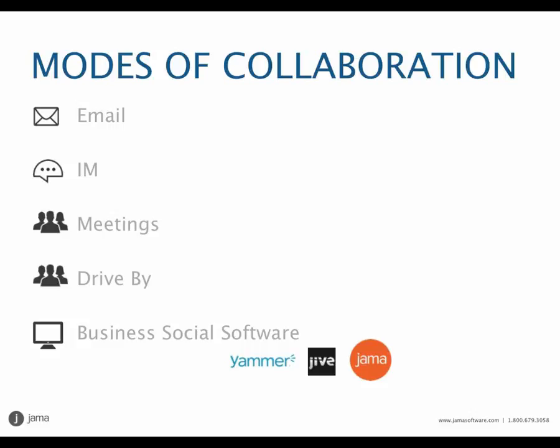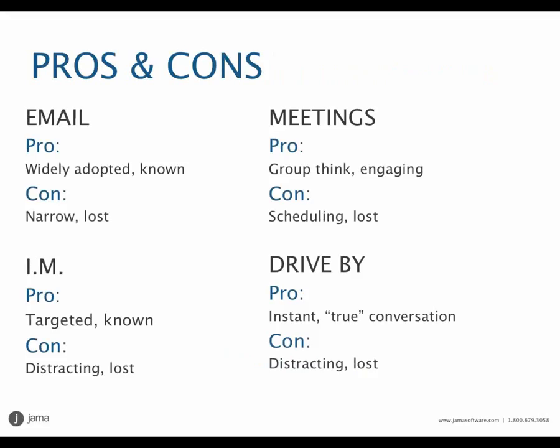And then last is this idea of business social software. This is somewhat of a new category that's been coming about in the last 5 to 8 years. There's been software for requirements management, but that's different than business social software, which is combining the ability to collaborate with the ability to manage your requirements. And that's really the focus of today's conversation. But let's look at the pros and cons of the different mediums, or the different modes.